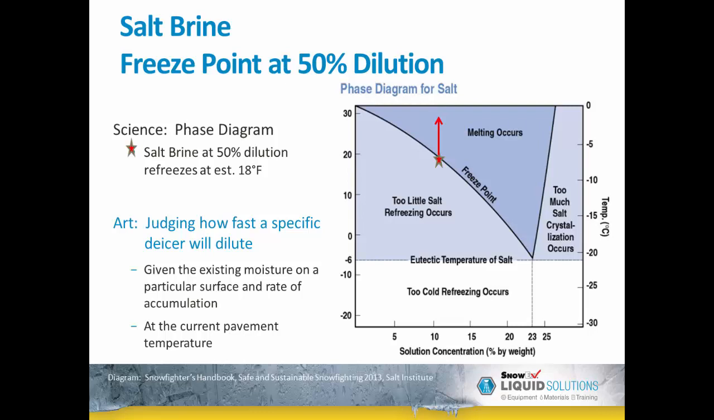At pavement temperatures above that at 50% dilution, the brine still retains melting capacity. The art involved with DLA is judging how fast a specific de-icer will dilute given the existing moisture on a particular surface and the rate of accumulation at the current pavement temperature.